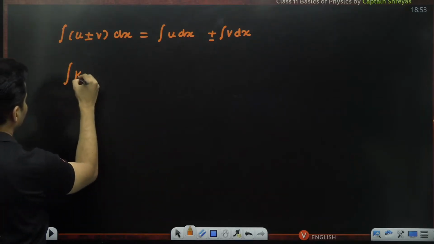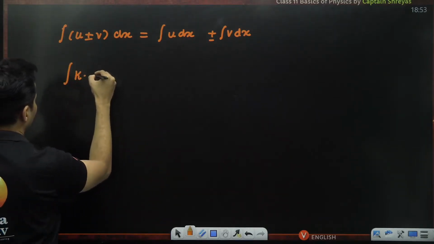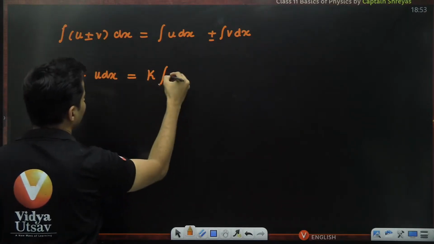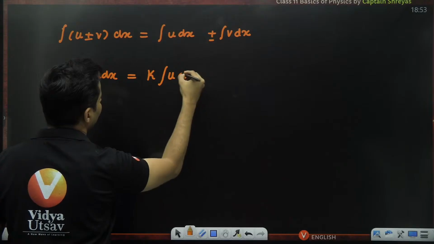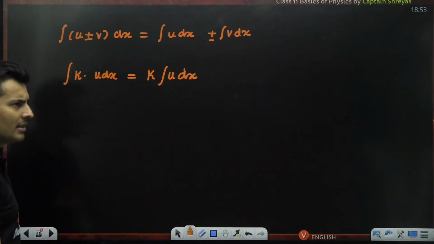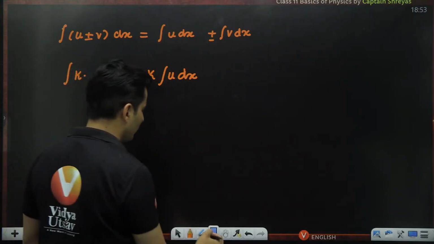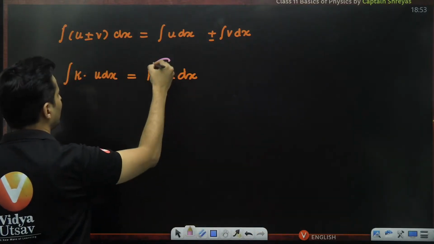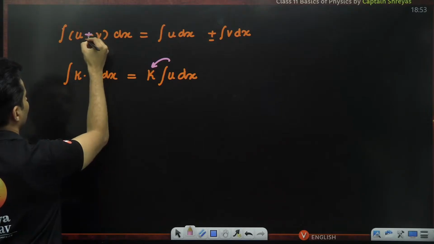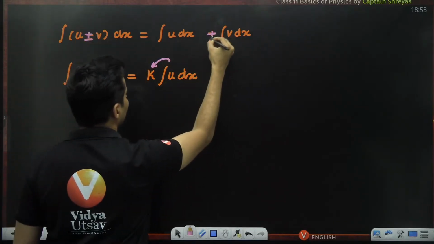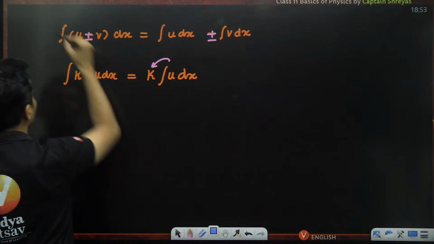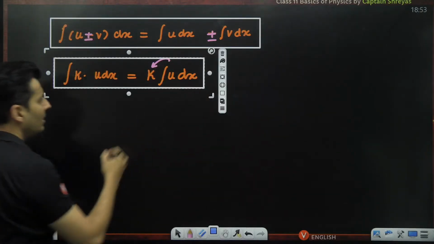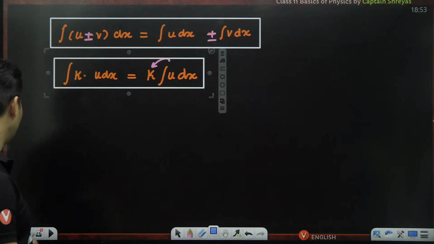Another important thing, if there is a constant and you have u dx, that constant can be brought outside and you just integrate it as it is. This is another important rule which you can use. So basically in this case, we have brought out that constant, and here if it was plus or minus, the same things will be coming over here with separate integrations. So these are the two important things which you might need in some question solving.